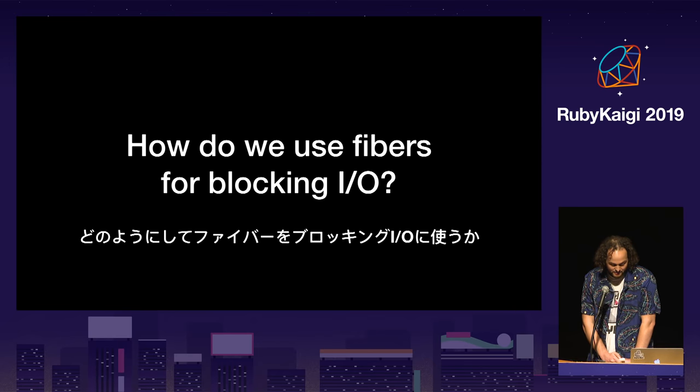How can we use fibers for blocking I/O? Fibers can yield and resume their operation, and we can create multiple fibers, one per connection. When they perform an operation that would block, we yield the I/O that we want to wait for. When that I/O is ready, we resume the fiber and it continues from where it left off.